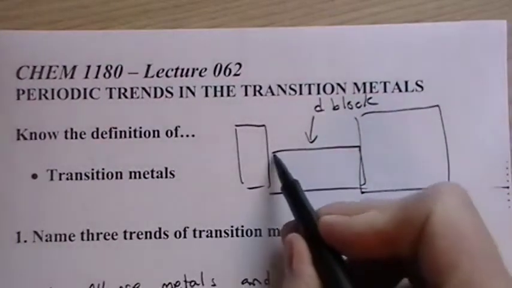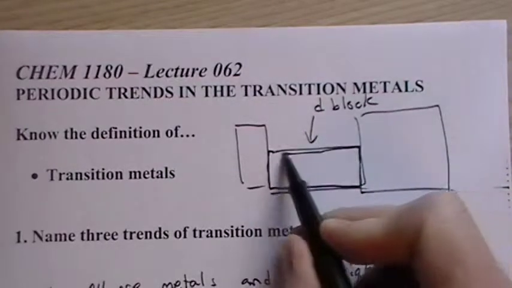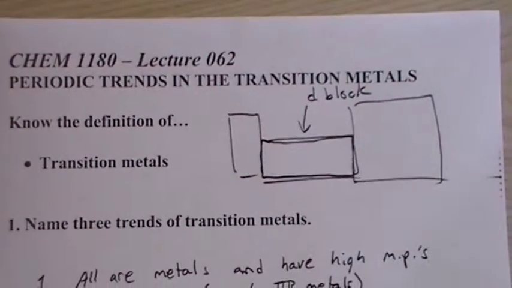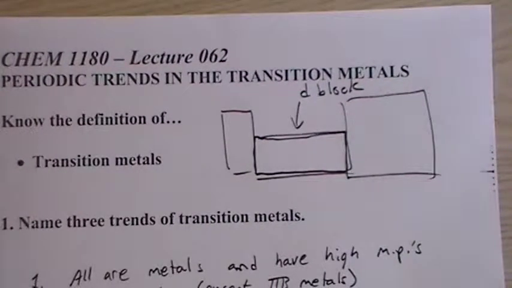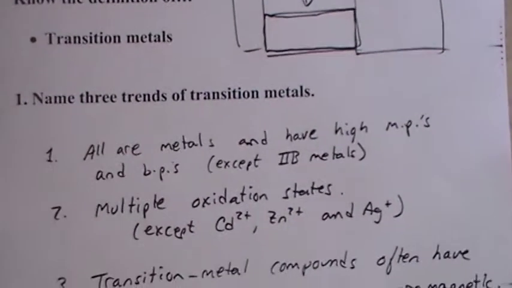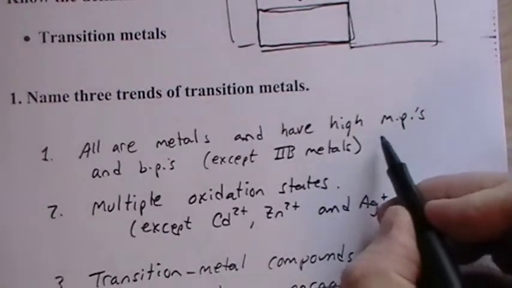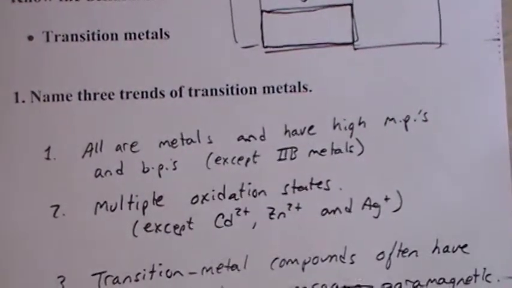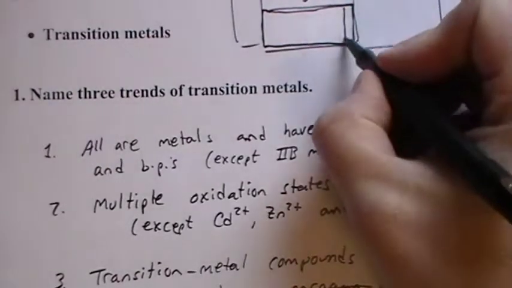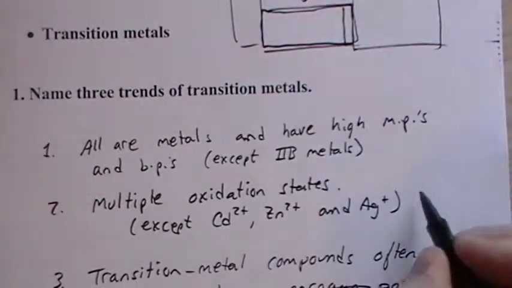That's where we have, for the most part, elements that have less than 10 D electrons, or can easily get rid of 1 or 2, so they have less than a full subshell of D electrons. In that group, all of these metals have high melting points and boiling points, except for the 2B elements. One that you may be thinking of would be in the far corner here, far edge.